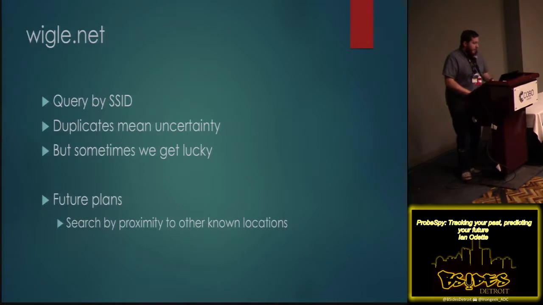So again, Wiggle.net allows us to query by SSID, and unfortunately, because I'm kind of lazy and this whole thing was written in a bash script and I'm not a really good programmer, as far as I'm concerned, duplicates mean uncertainty. So anytime I receive more than one value for a given return, I am interpreting that as me being unable to definitively locate where this network is, at least as far as Wiggle is concerned. But certainly sometimes we get lucky. Sometimes there are very few people who have a given network name, or only one.